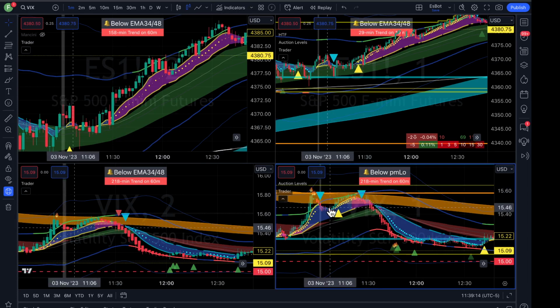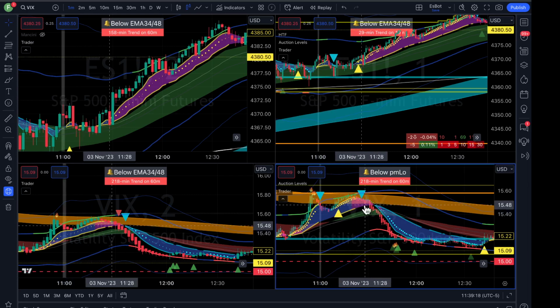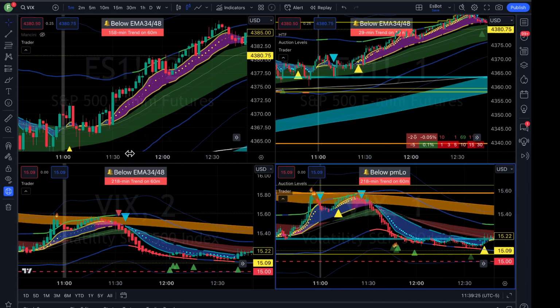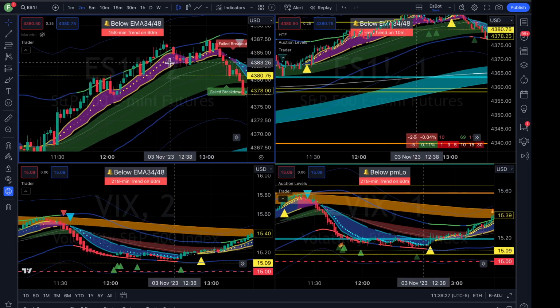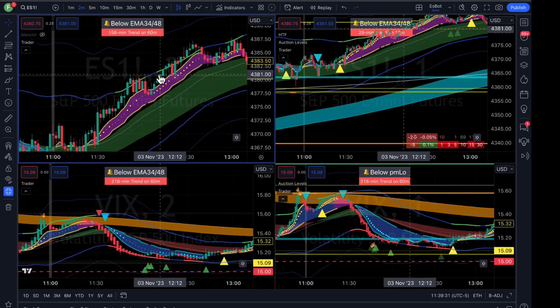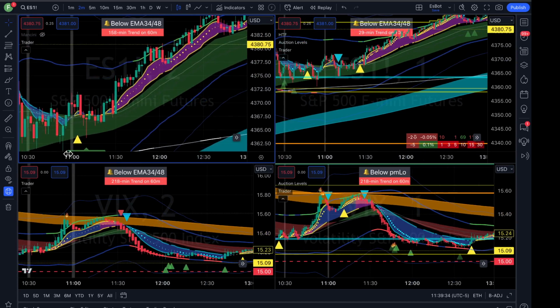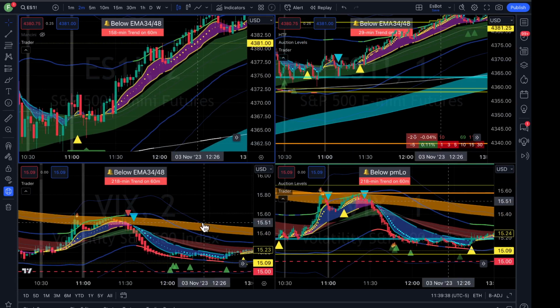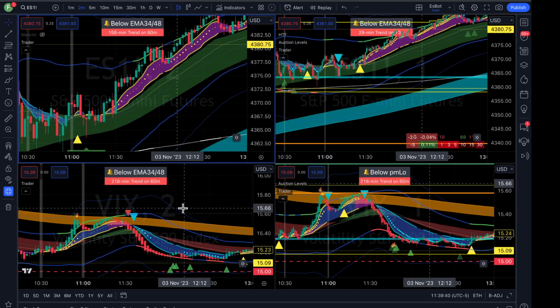On the 1 minute, you had an early try, it failed, try it again. And then you got this blue triangle in 1 minute, and then the 2 minute came in, and then it was just upside all the way until again you lost the yellow outline. So that's how you look at it. It's like when all four triangles align, it's usually a good entry.